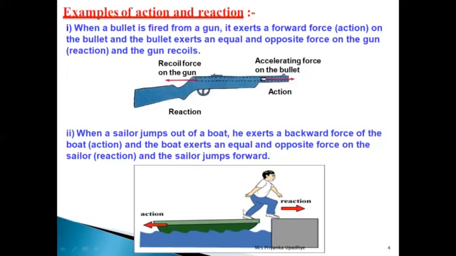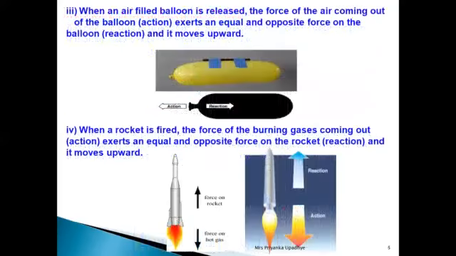So whenever he wants to jump from the boat, what does he do? He exerts a backward force on the boat, and the boat also exerts some amount of force on him that will be in the forward direction, and that helps him to jump.